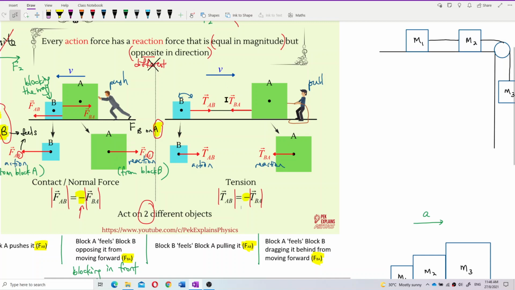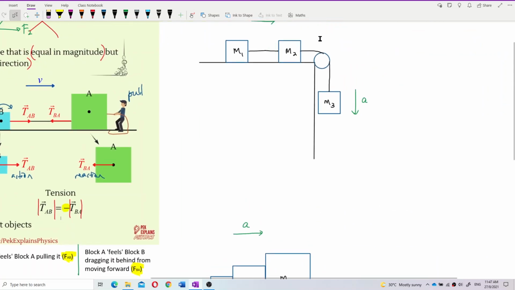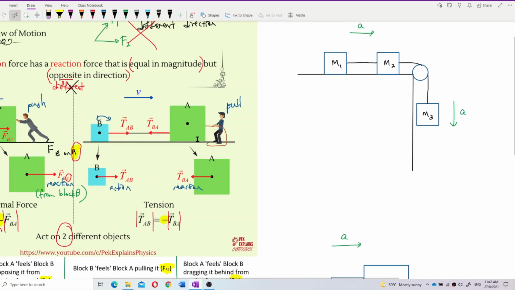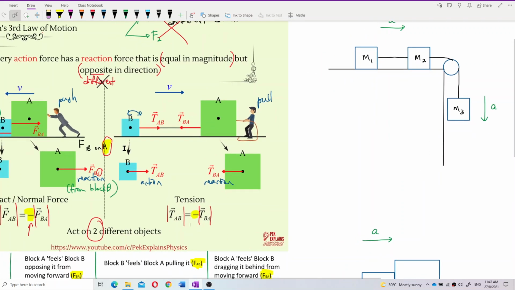Don't say though this tension is experienced by the string. No, there's no object in the string. Actually, this tension is for the block. This tension TAB is for block B. This tension TBA is for block A. Okay, we have two different free body diagrams. Later on we will draw and show you how we draw the free body diagram for each body, each object. We have two objects here, so we will have two free body diagrams.